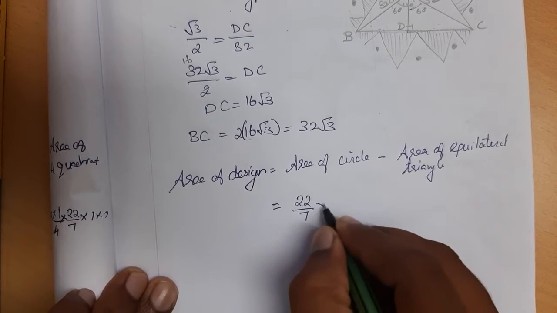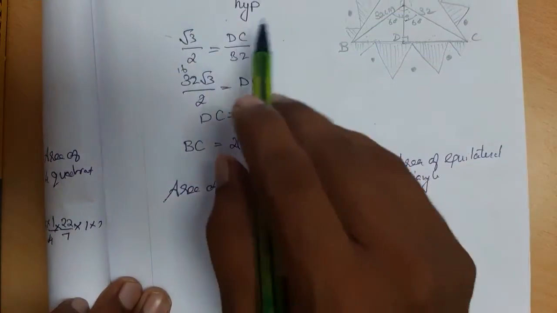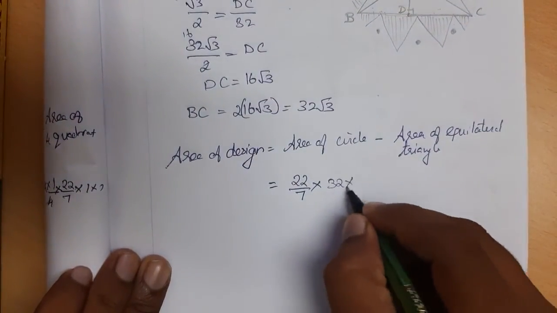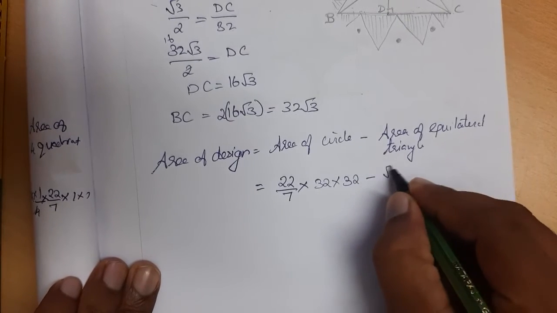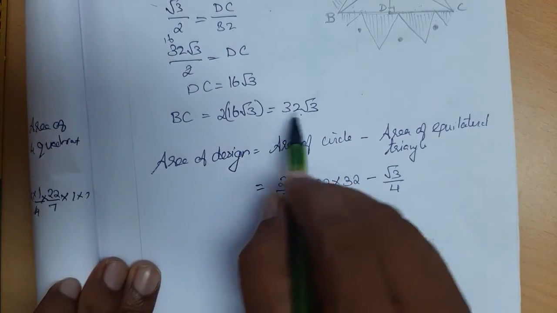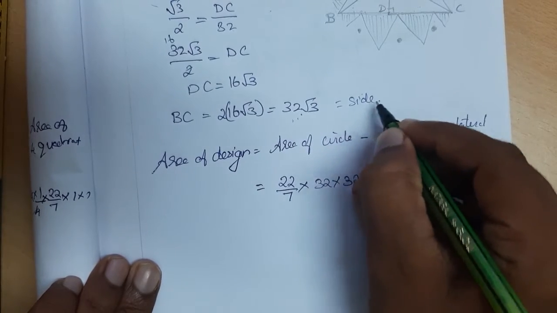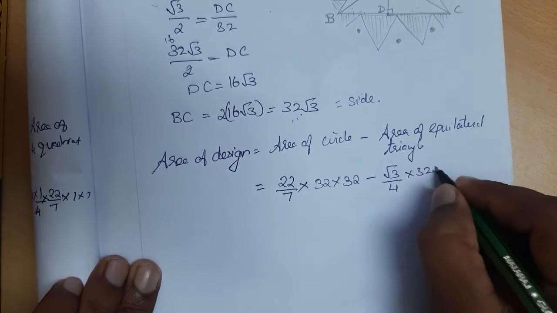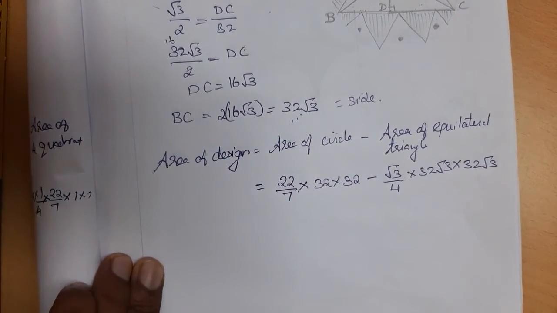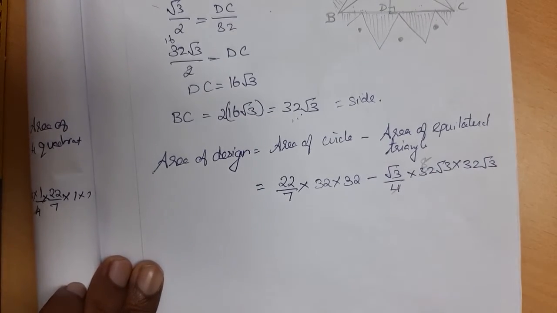So 22 by 7 into r, the radius is given already, 32 centimeter. 32 into 32 minus square root of 3 by 4 into a square, here a is the side of the triangle, right? So into 32 square root of 3 into 32 square root of 3. So 4 and 32 can be cancelled by 8 times. Here nothing is going to cancel.